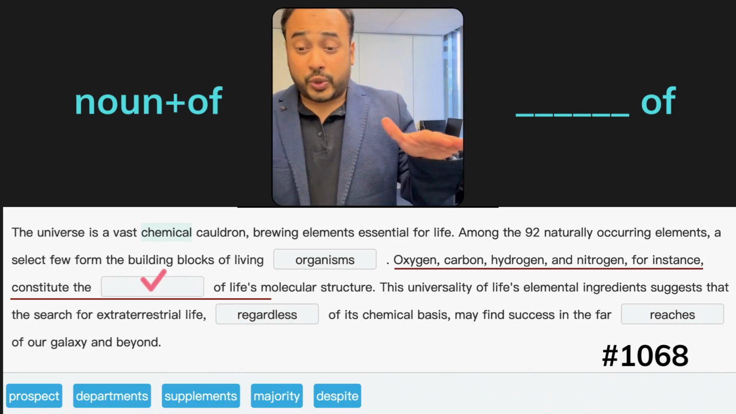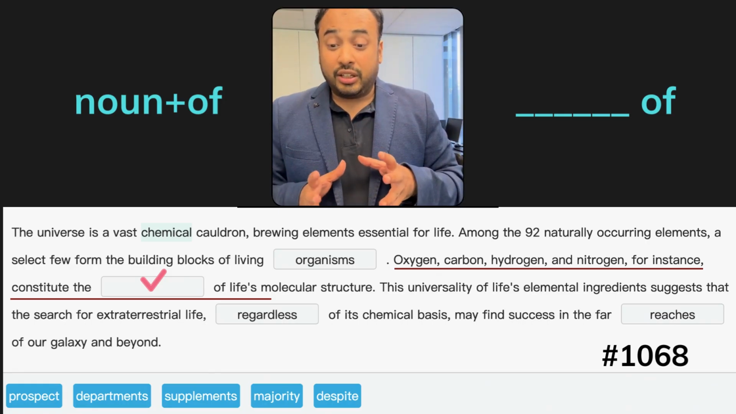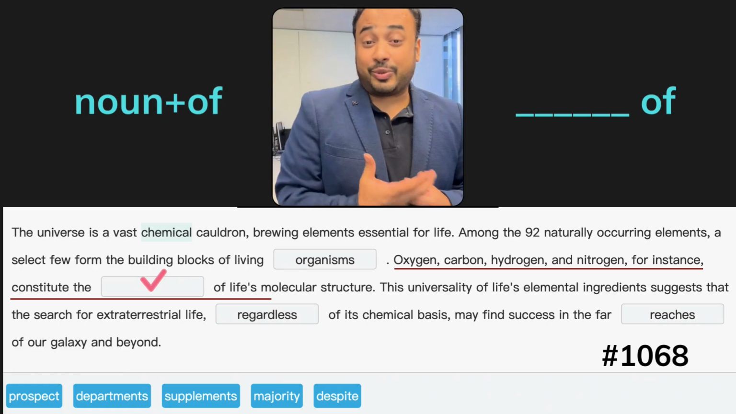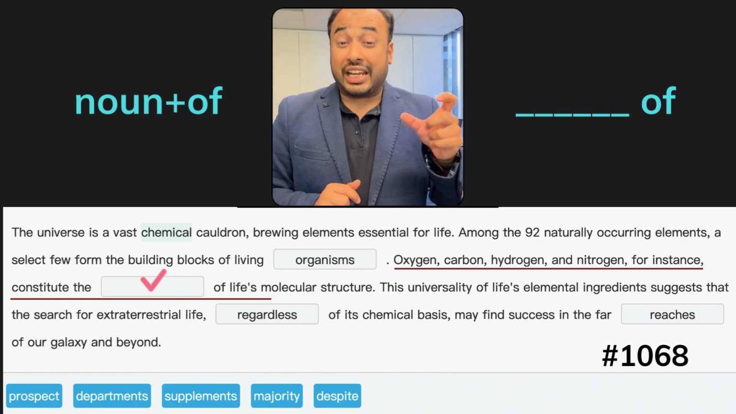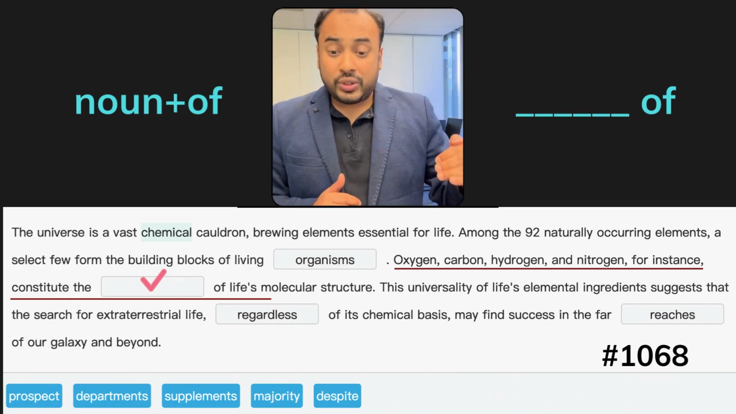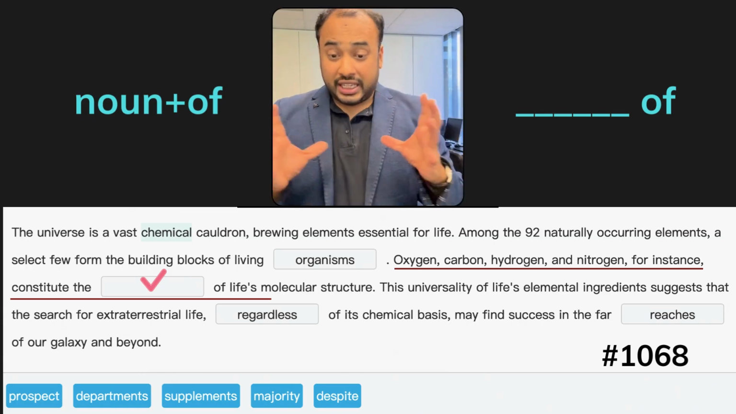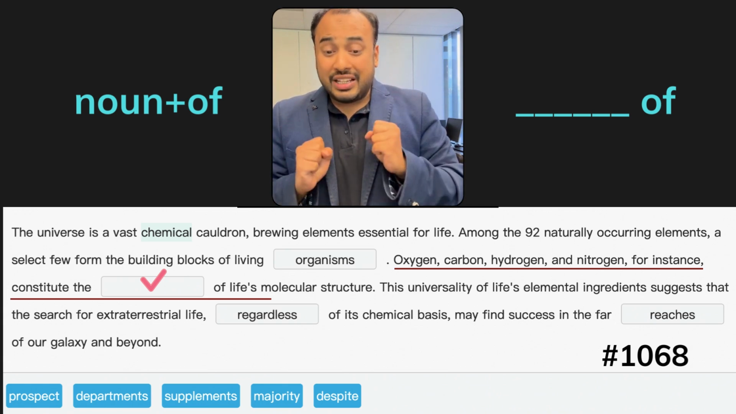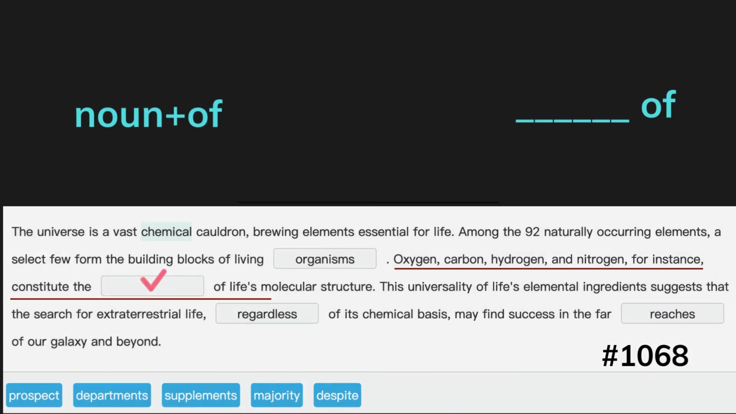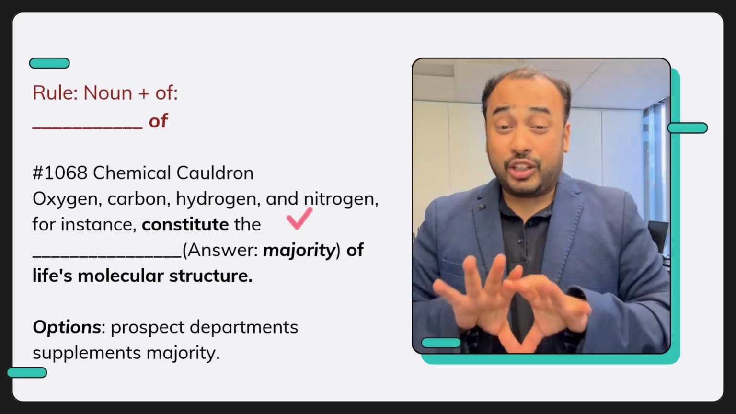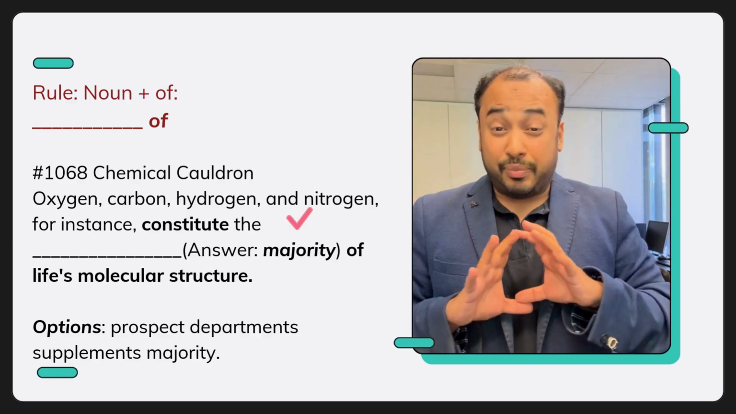Now, let's look at this question here. I've taken it from question number 1068. It's called chemical cauldron. I'm not sure how to pronounce it. Okay, chemical, let's go with that. Let's look at the question here. Oxygen, carbon, hydrogen, and nitrogen, for instance, constitute the dash of life's molecular structure. So all these elements combine, dash of the life's molecular structure. So we're looking for a noun here. The options we have are prospect, departments, supplements, and majority.